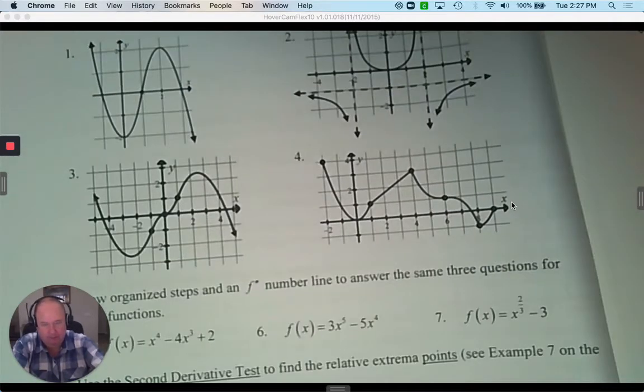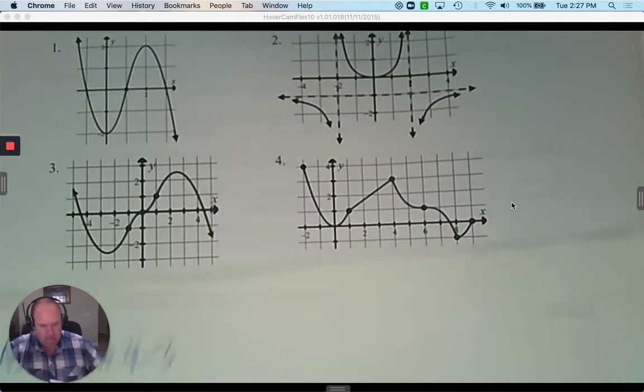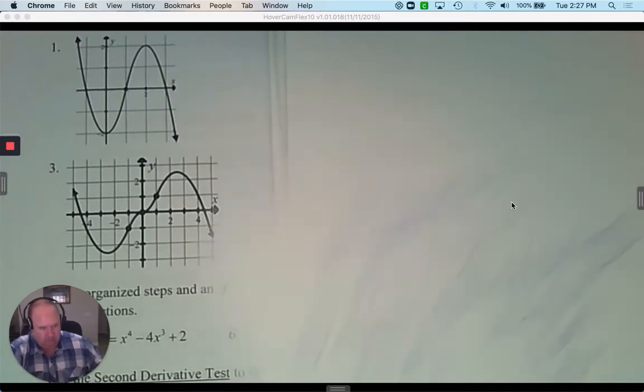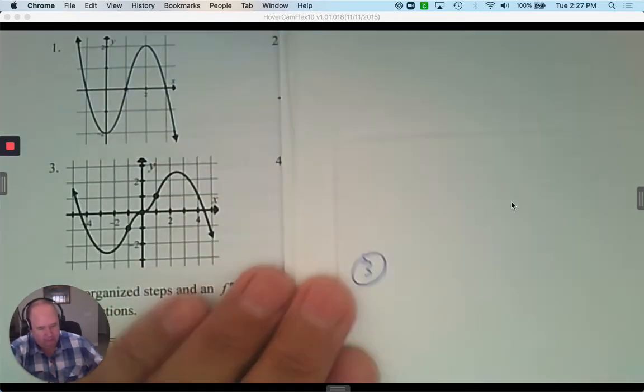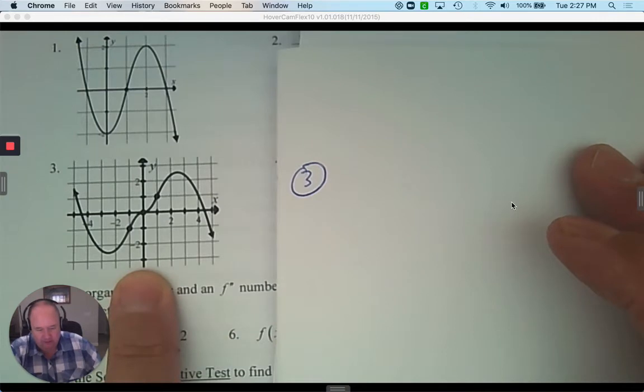Let me move my camera around here. There's 3 and 3. See if I fold this up a bit. When it's off a graph, it makes it different than if it's more algebraic. So there's 3. For 3, where is it concave up and where is it concave down?